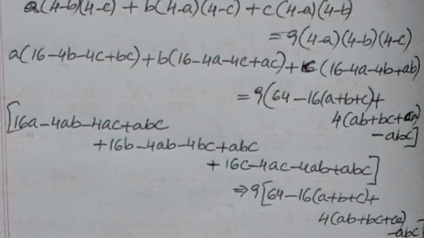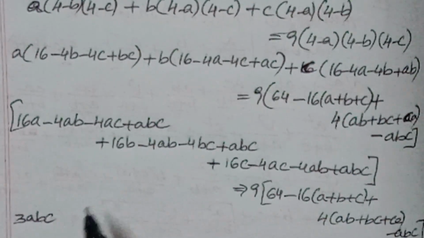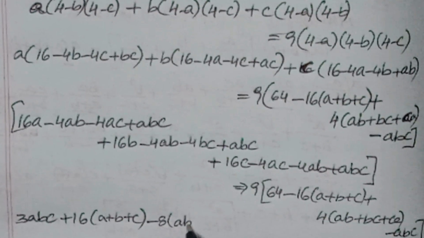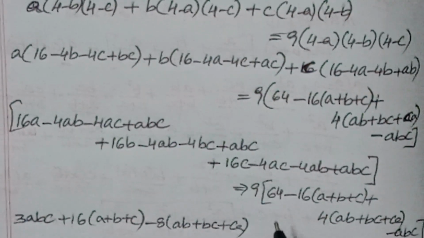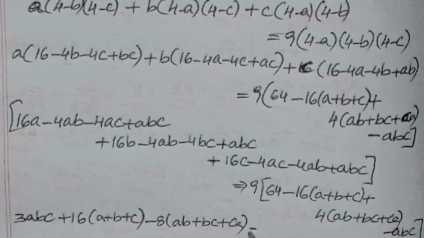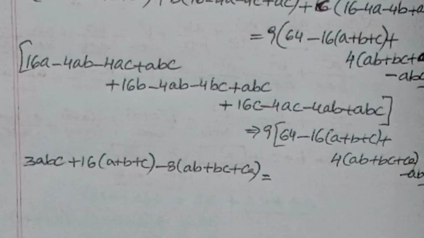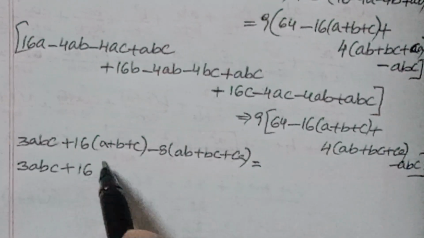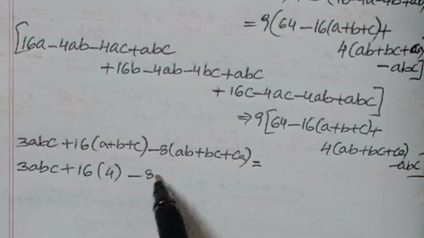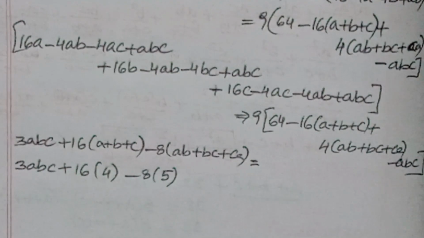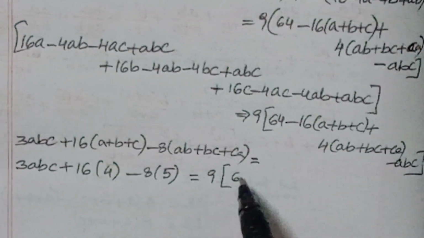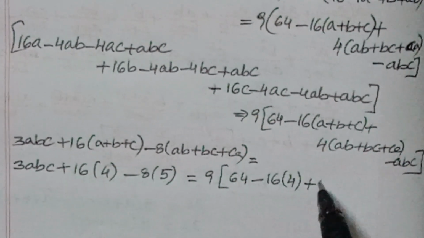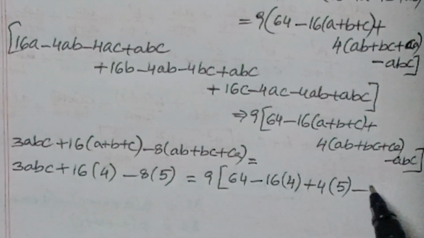Now here if you take common, what will we get? 3abc plus 16 into (a plus b plus c) minus 8 into (ab plus bc plus ca) is equal to RHS. Now we will substitute the values here. So we don't know what the abc value is. We have to find the abc value. 16 into (a plus b plus c) value is 4, minus 8 into (ab plus bc plus ca) value is 5, is equal to 9 into 64 minus 16 into (a plus b plus c) value is 4, plus 4 into (ab plus bc plus ca) value is 5, minus abc.